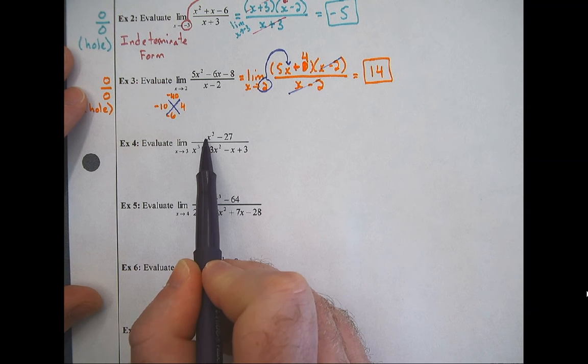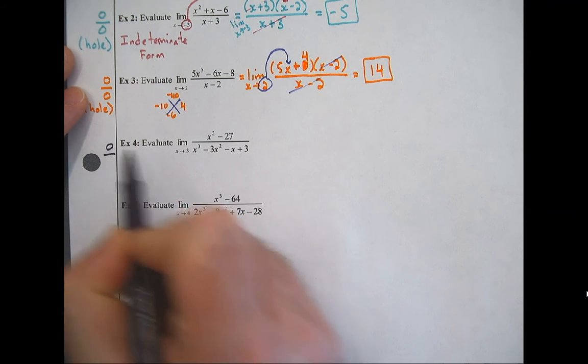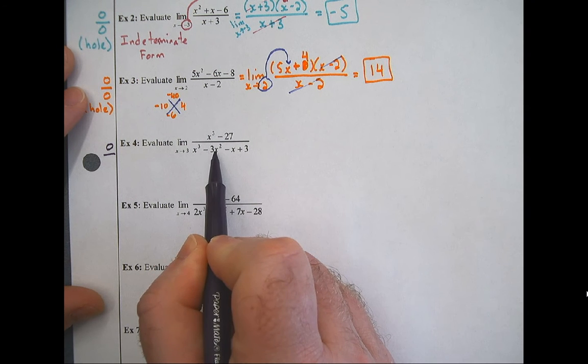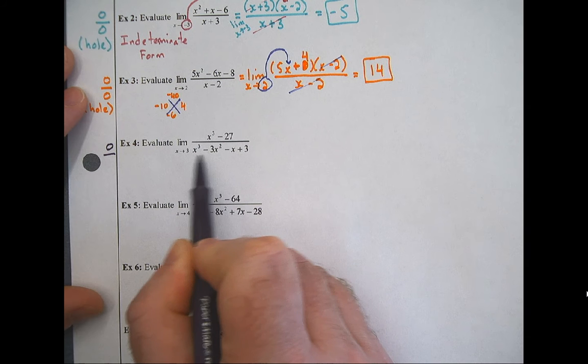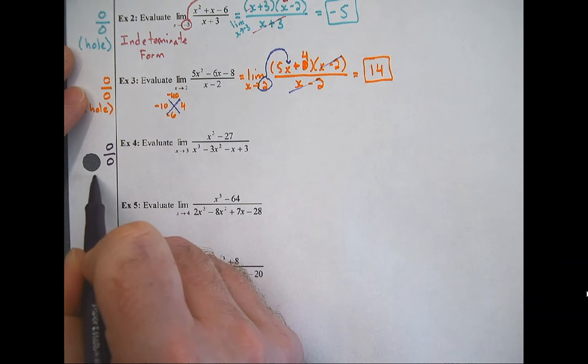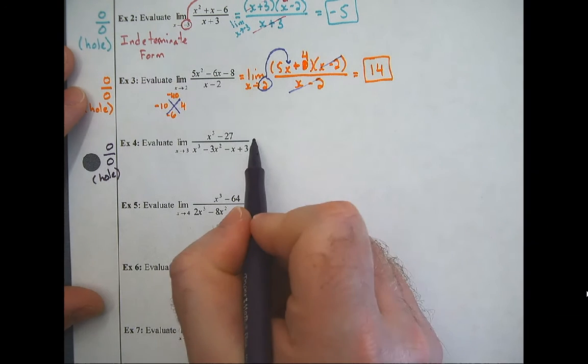So I put 3 in there. That's going to give me 27 minus 27. That's 9 times, that's 27 again. So 27 minus 27 is gone. Then that's a negative 3 plus 3, so that's 0 again. So 0 over 0 means I have a hole somewhere. Now I've got to figure out where that hole is.